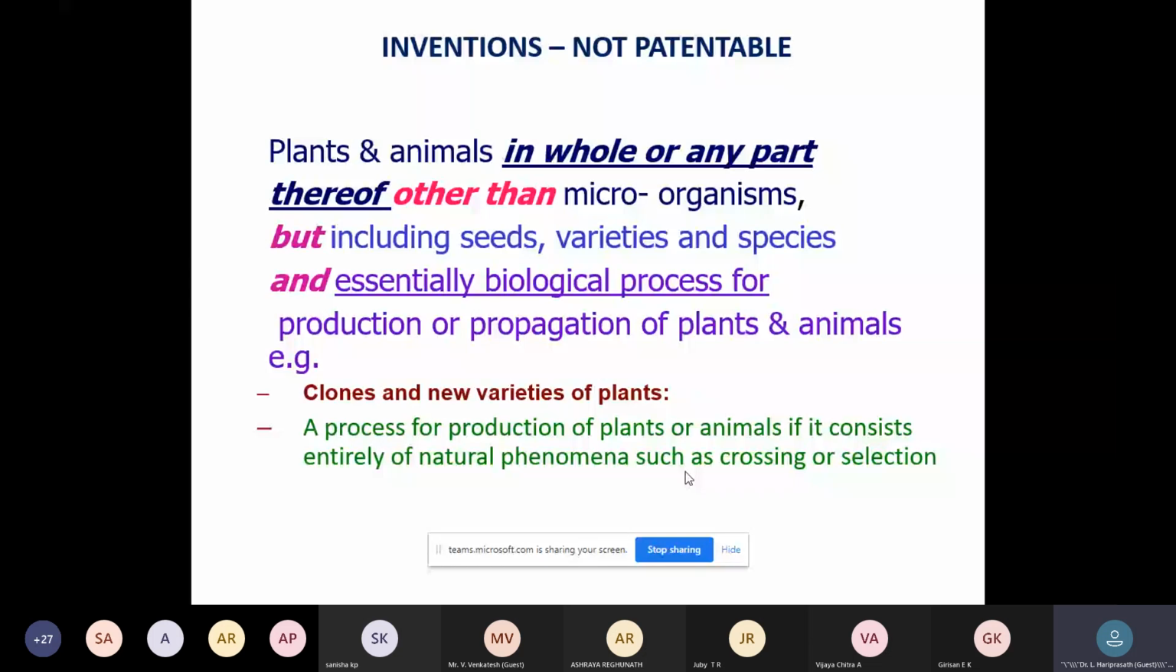Plants or animals in whole or in part, other than microorganisms, are not patentable. When I say I have discovered a new type of animal, or I am reporting for the first time a new type of plant, such things are not patentable. The reason is they are already existing. It doesn't mean that it is an invention. It is merely a discovery. When you find a new plant or a new species in a new area, this is not an invention. It is already existing in that area, and you have just discovered its existence. So such things are not protected, and patents would not be granted for such activities.